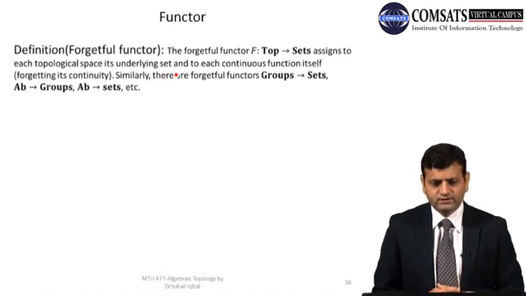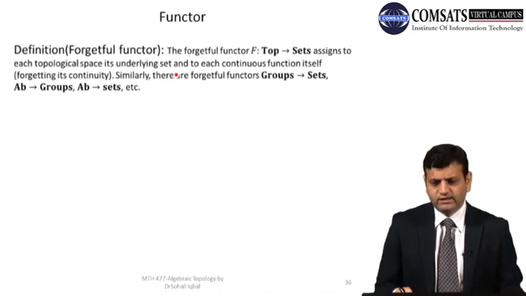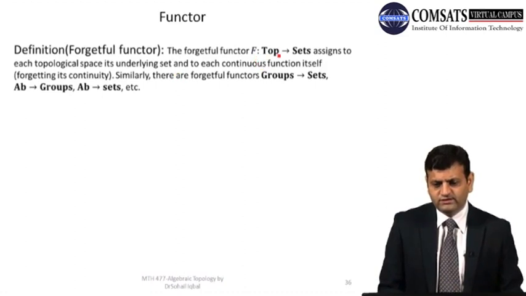The last definition of this lecture is an important one, the forgetful functor. What is a forgetful functor? It takes structures and it forgets. As the name of this functor suggests, it is forgetting something. It forgets the structure of the objects, and it forgets the structure of the morphisms as well. For example, if F is a forgetful functor from Top to Sets, then it will take topological spaces and forget that these are topological spaces.